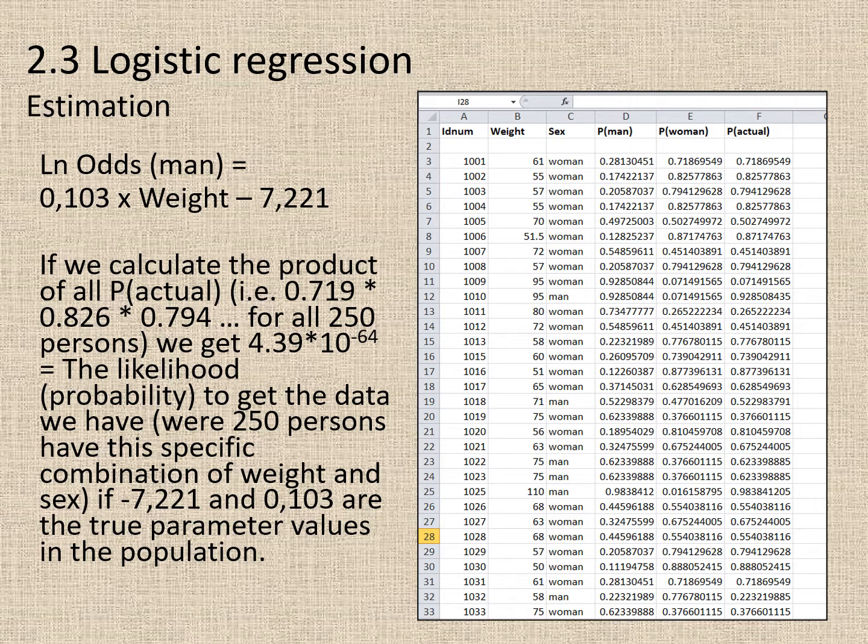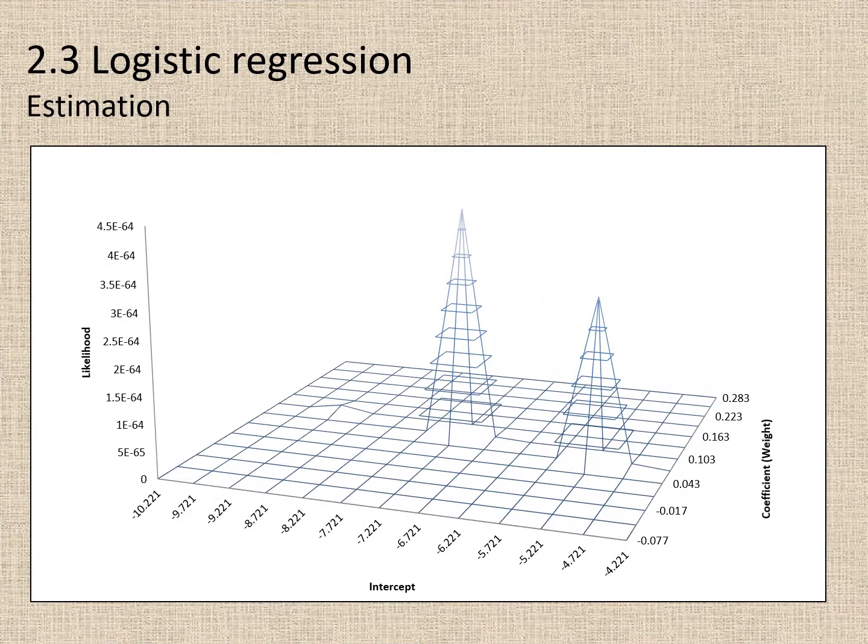If we try different combinations, I tried different combinations of intercepts. So these are different possible intercepts and different coefficients for the effect of weight. So here we have the one we actually got, the intercept and the regression coefficient: 4.4 times 10 raised to minus 64. It never gets higher than that.